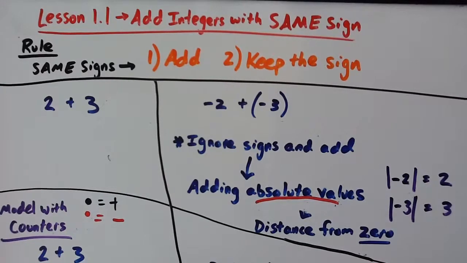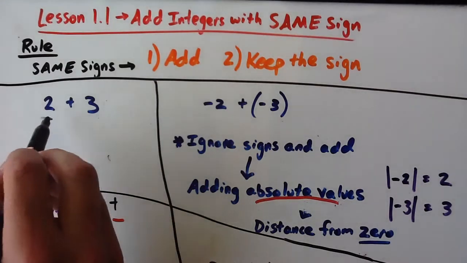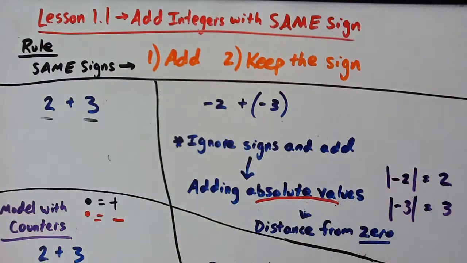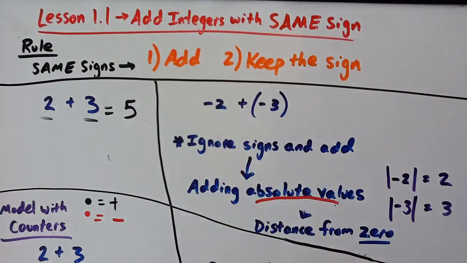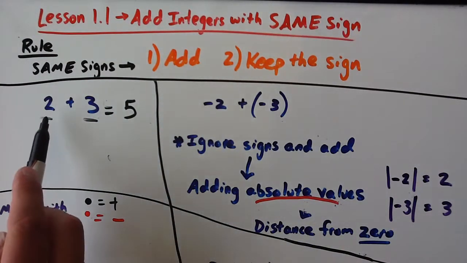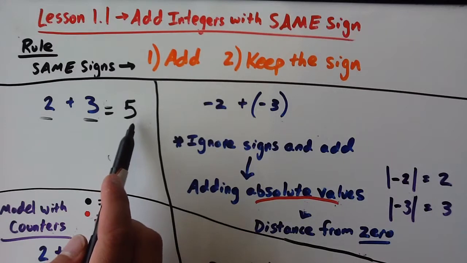When you add integers with the same sign, the rule is to add the numbers and then keep the sign of those numbers. If we had 2 plus 3, 2 is positive and 3 is positive. Since they have the same sign, I'm going to add. I know 2 plus 3 is 5, and then I'm going to keep the sign. Since they're both positive, my answer is positive.